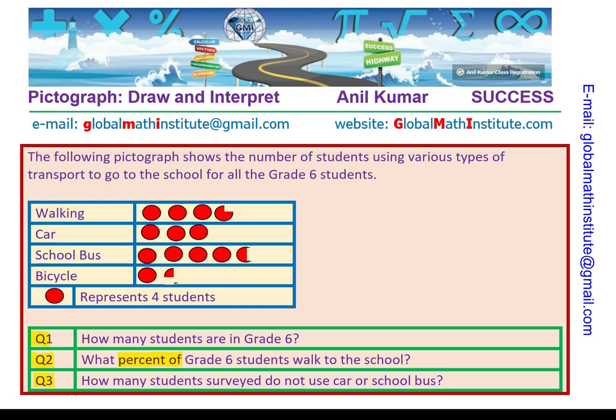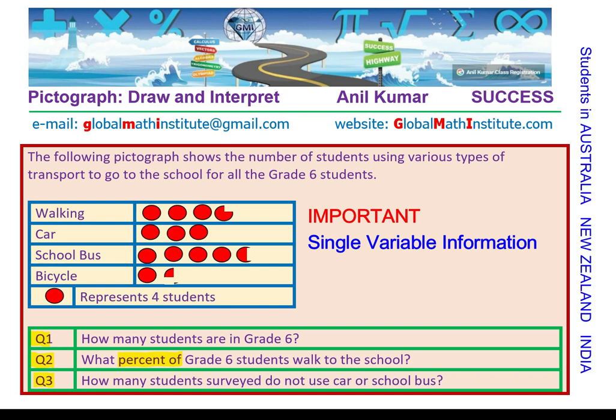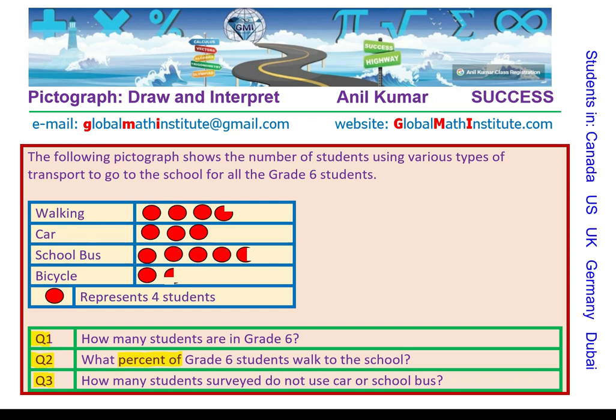Pictograph, as you know, represents single variable information. This is also not known to many students. When we have information about just one thing, in these two examples, that information is the number of students. So the only thing we are counting is the number of students. So it's a single variable representation, right? A line graph, as you can see, represents two things at the same time, x and y. Pictograph represents one thing at a time, a single variable.